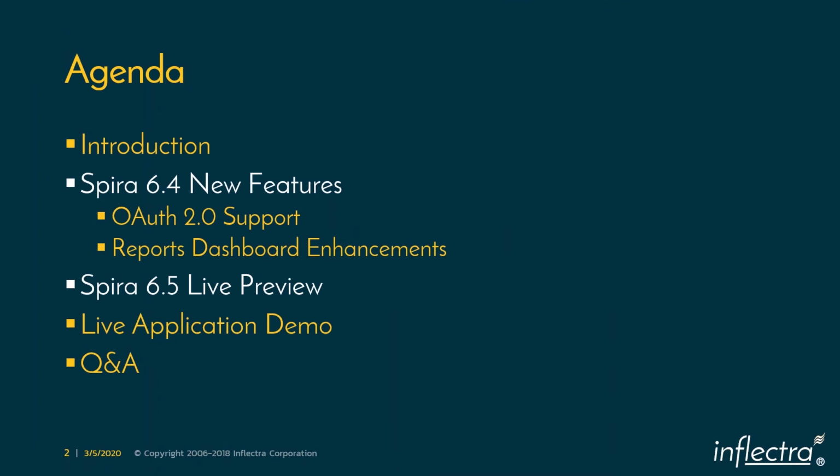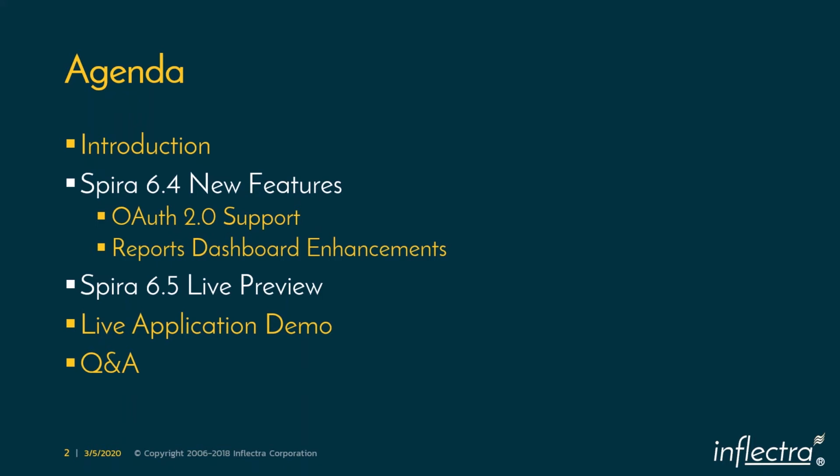Okay, so the first thing I wanted to do is introduce a little bit of background on the new features in both 6.4 and 6.5. For 6.4, the main functionality we've added is support for the OAuth single sign-on platform. We've also made some enhancements to the reporting system. And after that, we'll then go into a preview of what's going to be in 6.5.